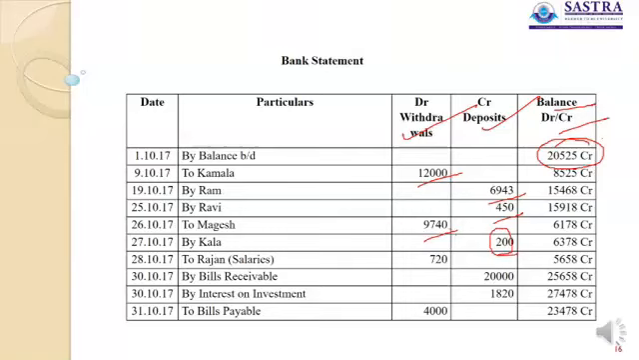And Rajan, salaries, paid to Rajan, salaries payment, and bills receivable, 20,000 rupees. So received bills directly in bank account, 20,000 rupees. So might be a kind of credit and the collection for our account. And interest on investment credited to our account will also be the income or receipt.